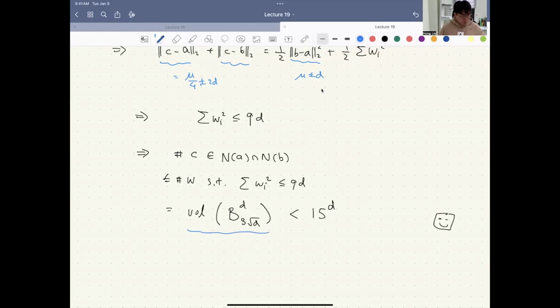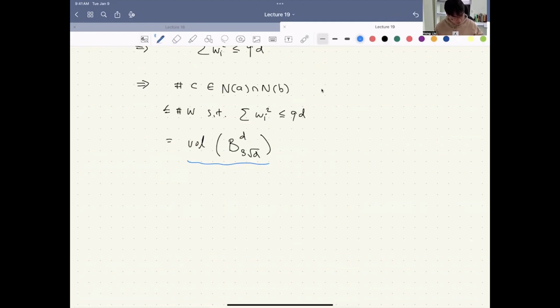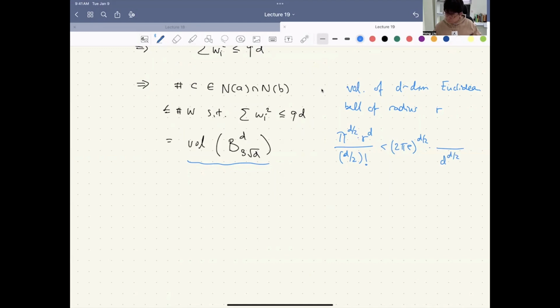And for this, here I was a little bit fast, so let me first remind you the volume formula. The volume formula, let me write it on the side. Volume of a d-dimensional Euclidean ball of radius r is about this, pi. Okay, this is the volume. We can use its upper bound, using the Stirling formula.